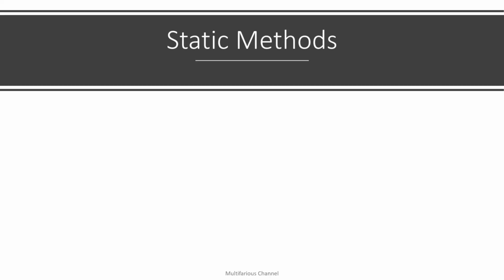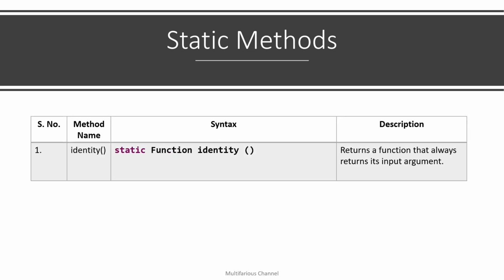Let's understand the purpose of each static method of the Function interface. The only static method that is present in the Function interface is identity. The syntax of the method looks like static Function identity. As per the official Java docs, this method returns a function that always returns its input argument.